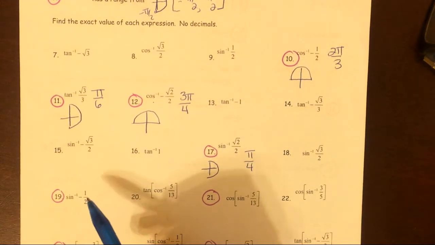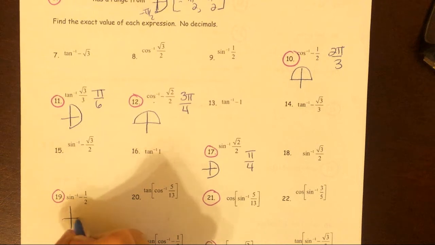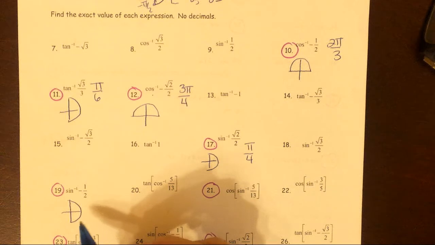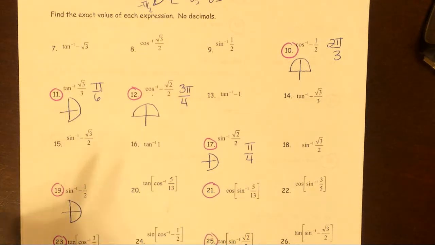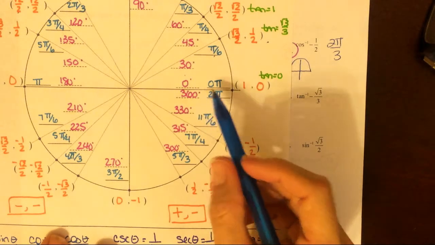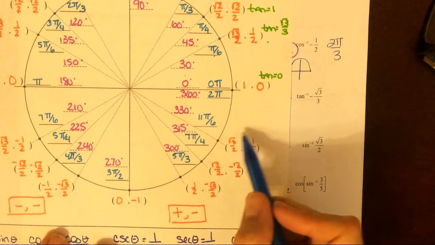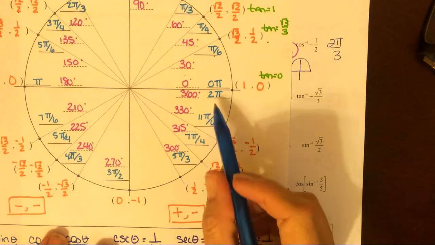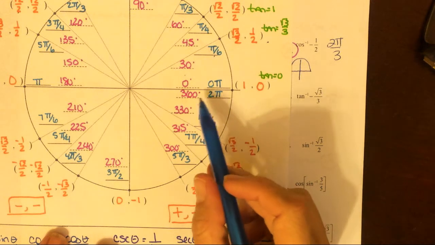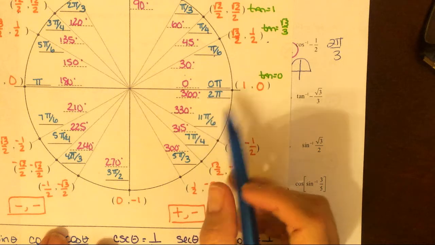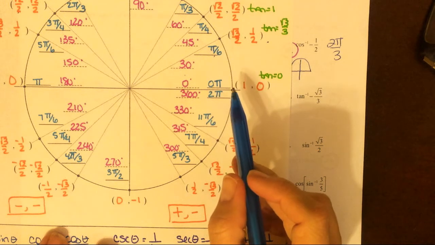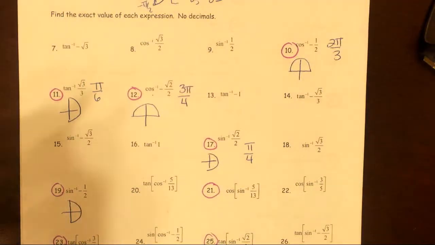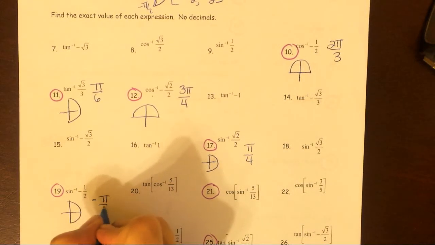Number 19 says sine inverse again, so I'm looking in quadrants 1 and 4. It says of a negative 1/2. I know sines are negative in quadrant 4, so now I'm looking in quadrant 4 for negative 1/2. It's right here at 11 pi over 6. Okay, caution, error alert. When you're doing sine inverse, I'm not allowed to call this 11 pi over 6. I have to call it its negative name. So I can call that same spot negative pi over 6.